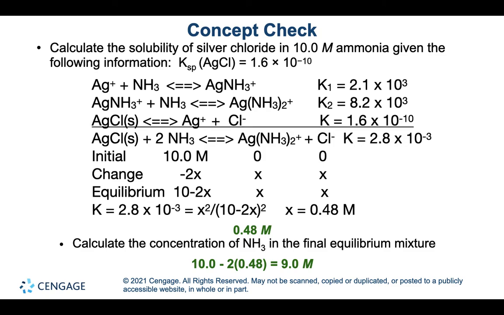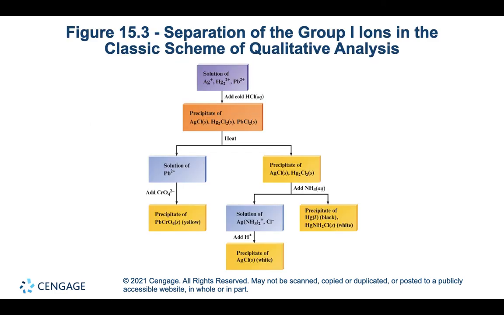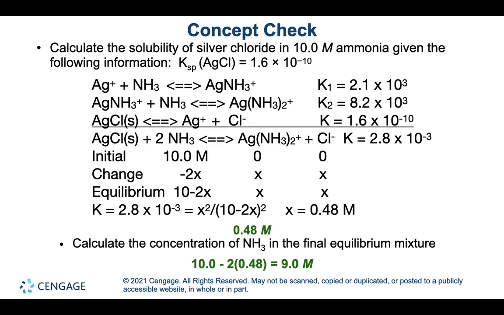Let's do a calculation here of what the solubility of silver chloride would be in 10 molar ammonia. Remember back here we were adding ammonia to get the silver chloride to dissolve. So let's look at the solubility of silver chloride if we have 10 molar ammonia, which is concentrated ammonia, that we've added to a precipitate of silver chloride, just to see how much silver chloride we can get to dissolve.